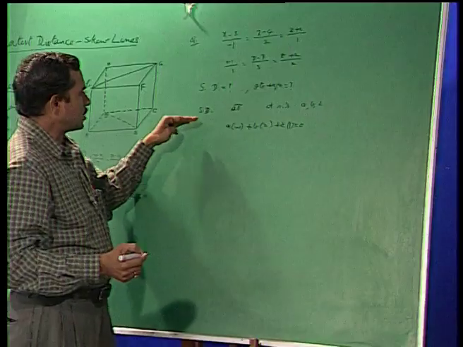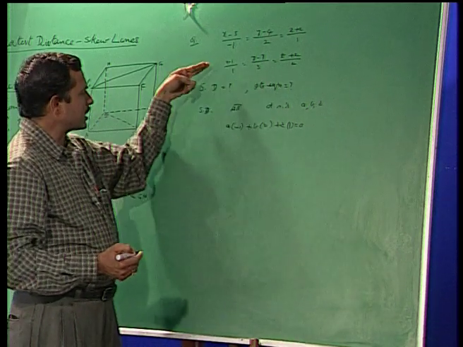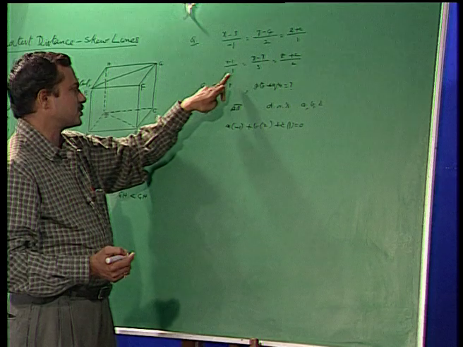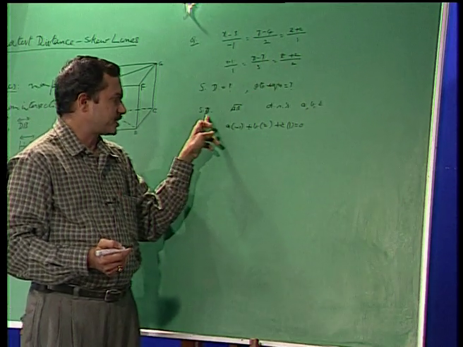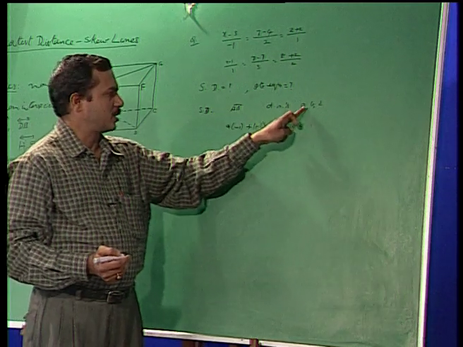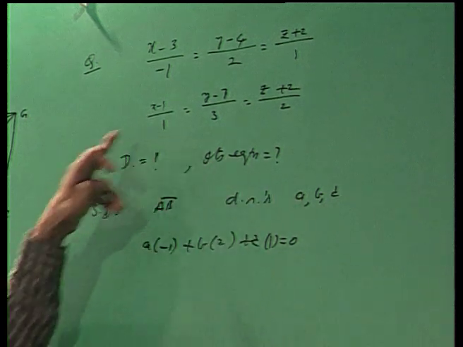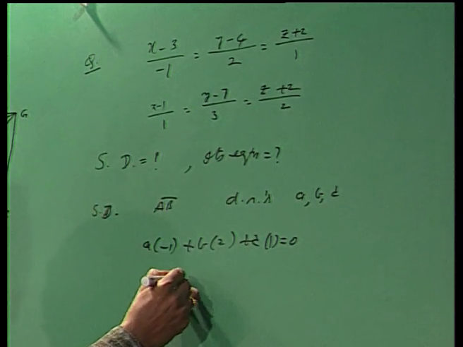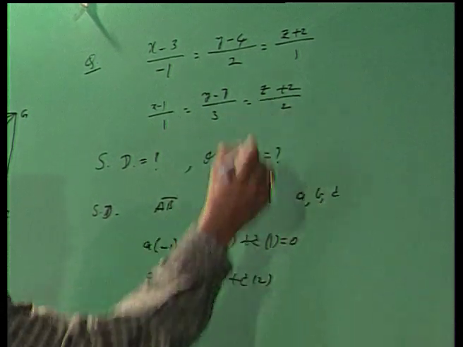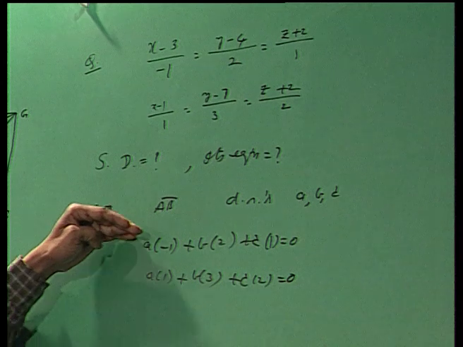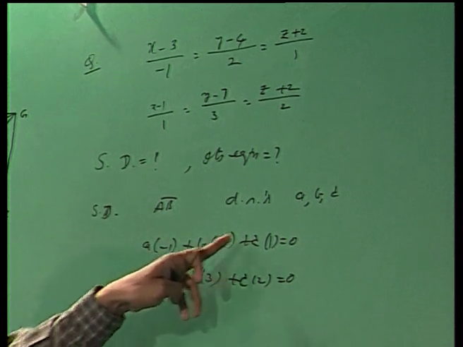Similarly, the shortest distance line segment is also perpendicular to the second line. The second line has the direction ratios 1, 3 and 2, and for the shortest distance line segment AB, the direction ratios are a, b, c. These two lines being perpendicular, we have a into 1 plus b into 3 plus c into 2 is equal to 0. Now, from these two equations, we can obtain the proportion of the DRs a, b, c.